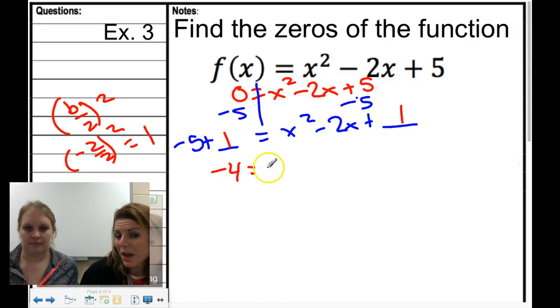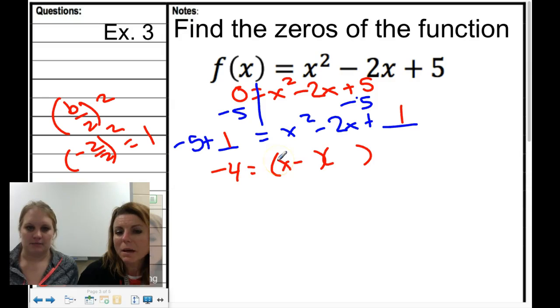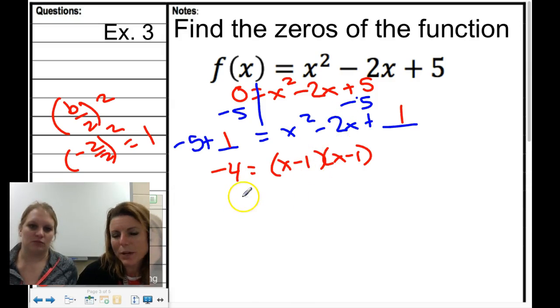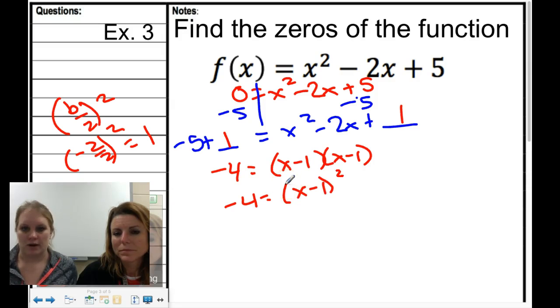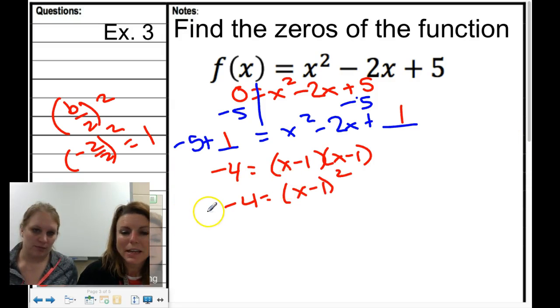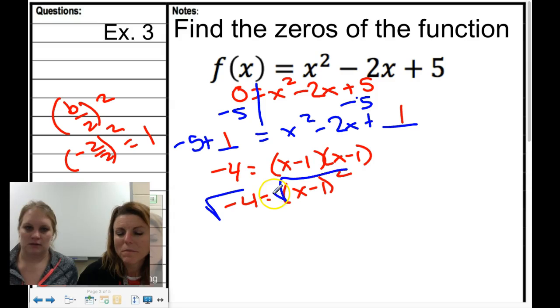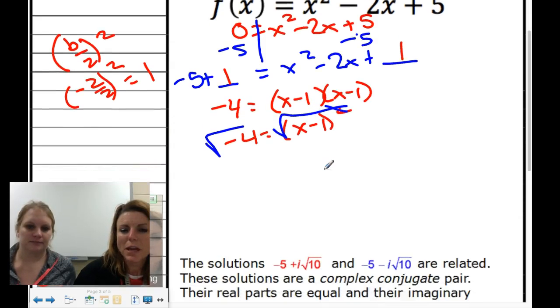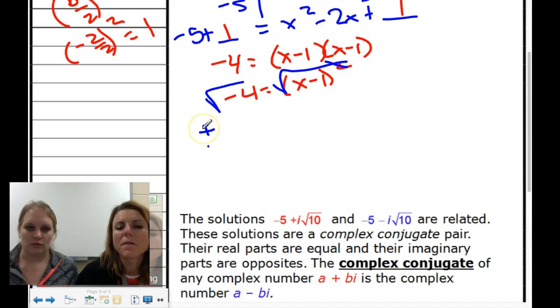Now we're going to factor the right side, which is just a binomial, x minus 1 and x minus 1, because negative 1 times negative 1 gives us 1, and negative 1 plus negative 1 gives us negative 2. So we get negative 4 equals x minus 1 squared. Now we take the square root of both sides. That's going to cancel. So I'm going to get plus or minus the square root of negative 4 equals x minus 1.